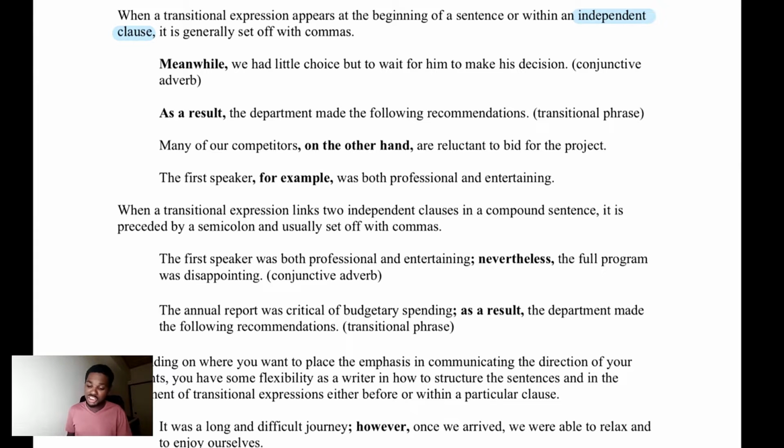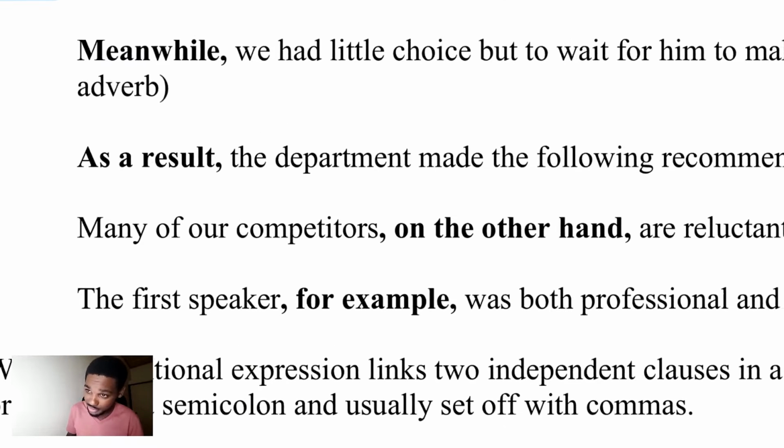So when a transitional expression appears at the beginning of a sentence or within an independent clause, it is generally set off with commas. Here are some examples. Meanwhile, comma, blah, blah, blah. So note this comma here. After the meanwhile, you have a comma and then you continue. Same: as a result, comma, add that comma, and then you continue.